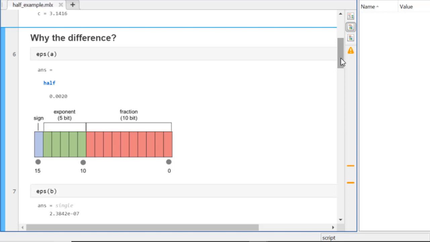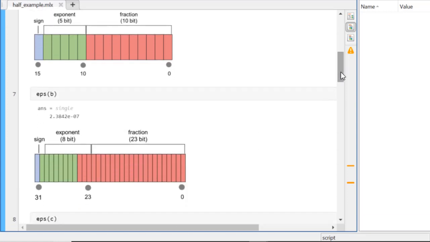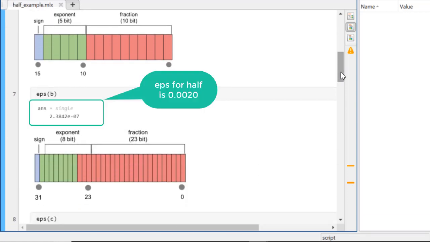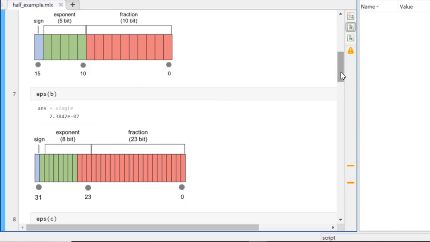The difference comes from the limited number of bits used by half precision. We only have 10 bits of precision and 5 bits for the exponent, as opposed to 23 bits of precision and 8 bits for exponent in single. Hence, the EPS is much larger, and also the dynamic range for half precision is limited.